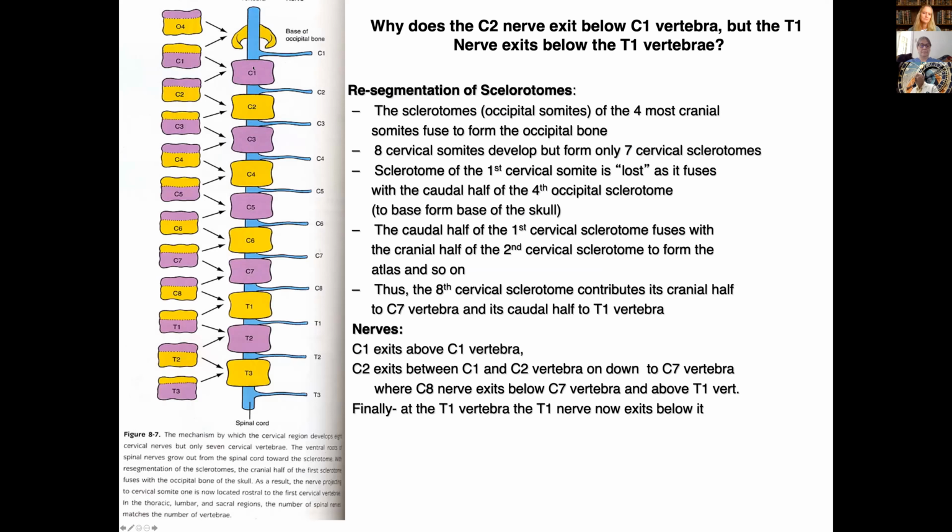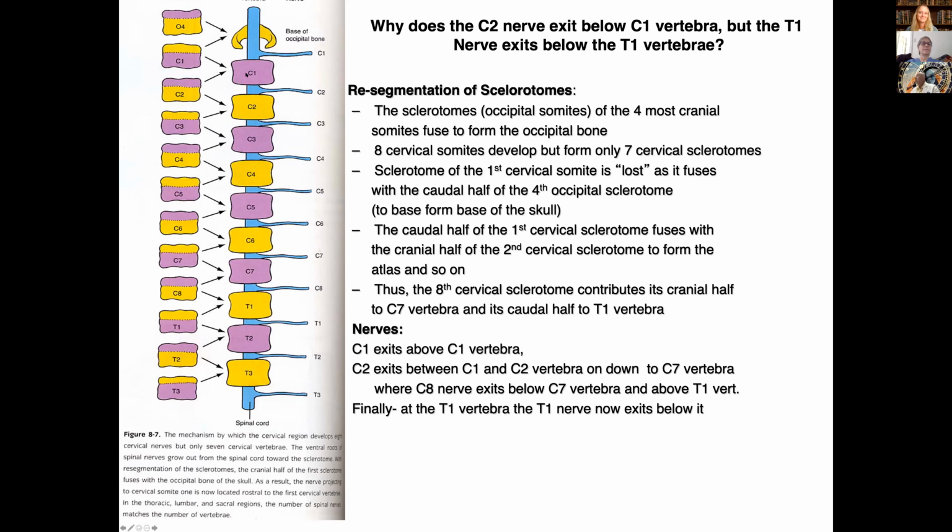And what you've noticed, and we've had some questions on this by some students, is that coming out underneath the C1 vertebra, between C1 and C2 vertebra, is the C2 nerve, cervical nerve number 2. However, when you get to the thoracic region, between thoracic vertebra 1 and 2, is thoracic nerve number 1. And so your questions are, why does that happen? Why doesn't C1 come out under vertebra C1?